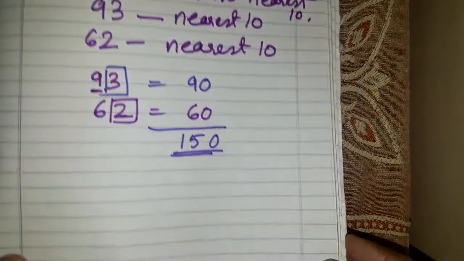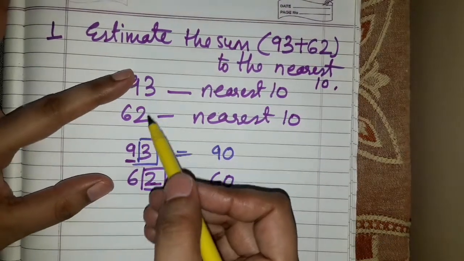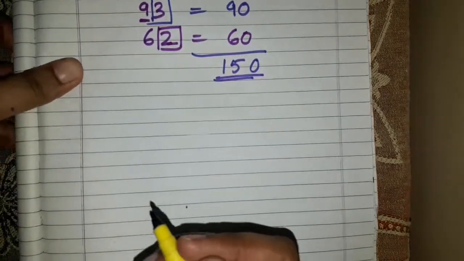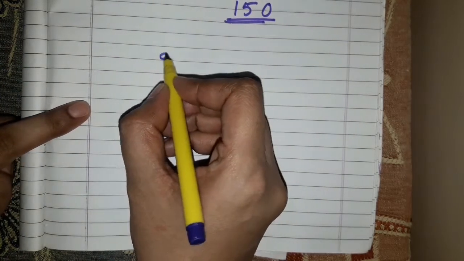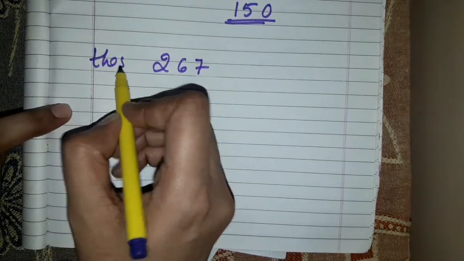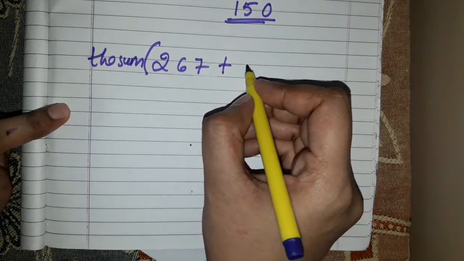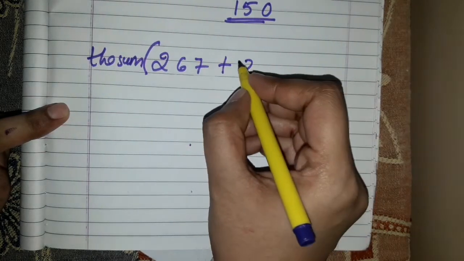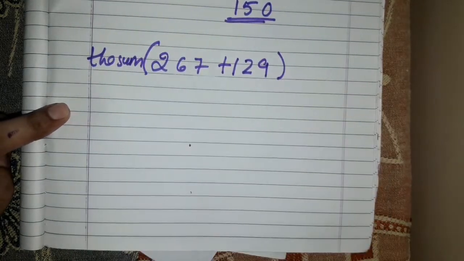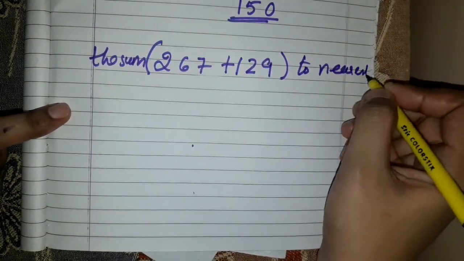Now suppose here I have taken small numbers, where the digits were less than 5. Now let's take another case where digits are more than 5. Let the number be 267. I have to estimate the sum of 267 plus 129, and again we have to give the answer nearest to 10.